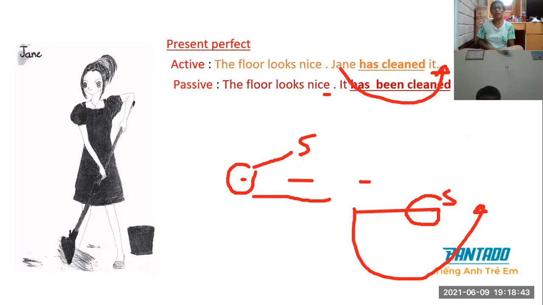Okay, in the perfect tenses, always remember also there is the passive. Again, no matter what, the floor looks nice. Jane has cleaned it. Look, Jane is here. But in the passive, Jane is at the last. The floor looks nice. It has been cleaned by Jane. The floor looks nice. Jane has cleaned it. The floor looks nice. It has been cleaned by Jane.